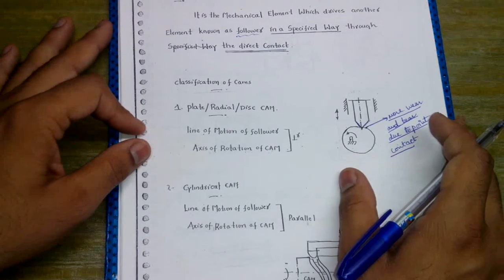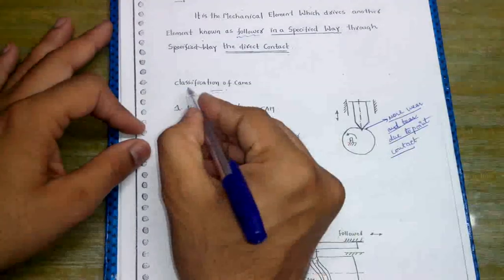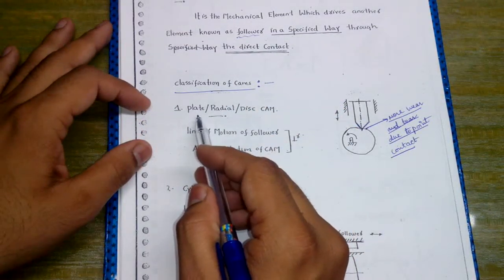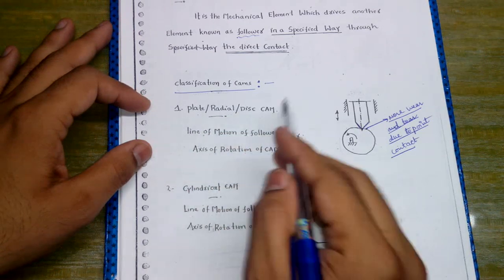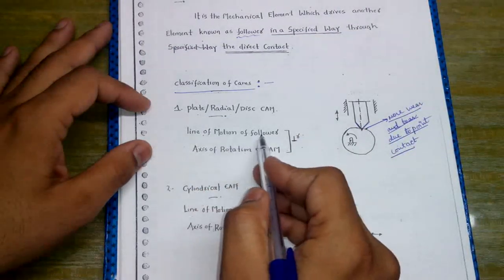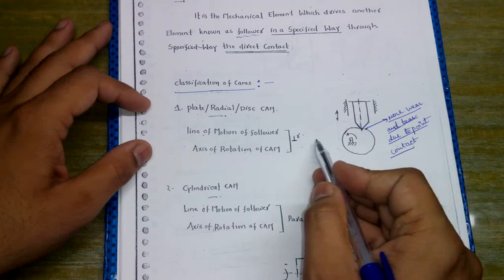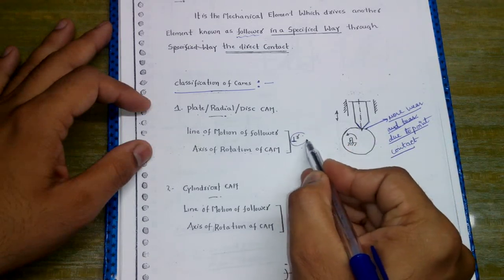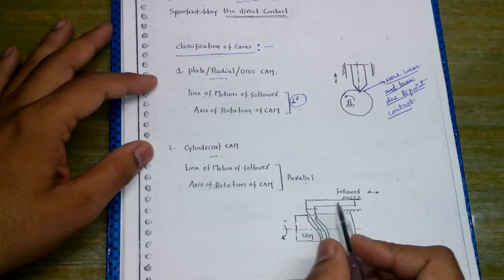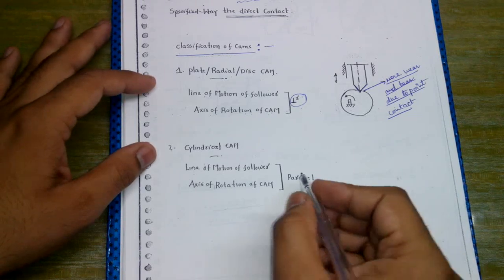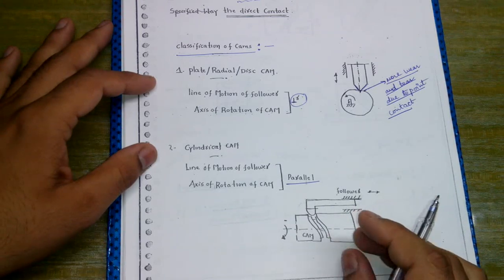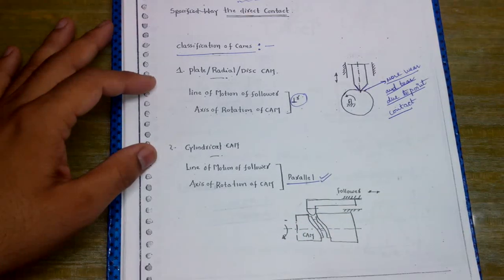The main topics that we have to study in this chapter are, first, the classification of cams. In the classification of cams we have the plate, radial or disc cam, and we have to remember that the line of motion of the follower and the axis of rotation of the cam are perpendicular to each other in the knife edge follower. In case of the cylindrical cam, the shape of the cam is cylindrical, and here the line of motion of the follower and the axis of rotation of the cam are parallel to each other.